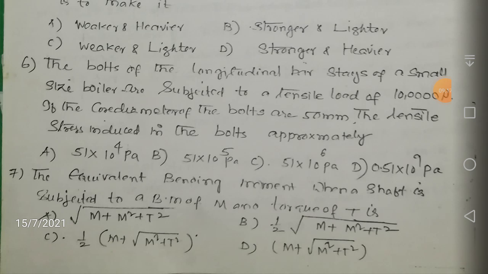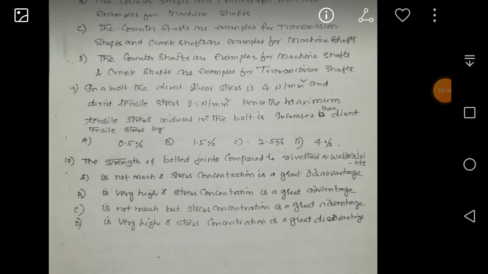So the person who has studied machine design to a reasonable level can easily answer this question.